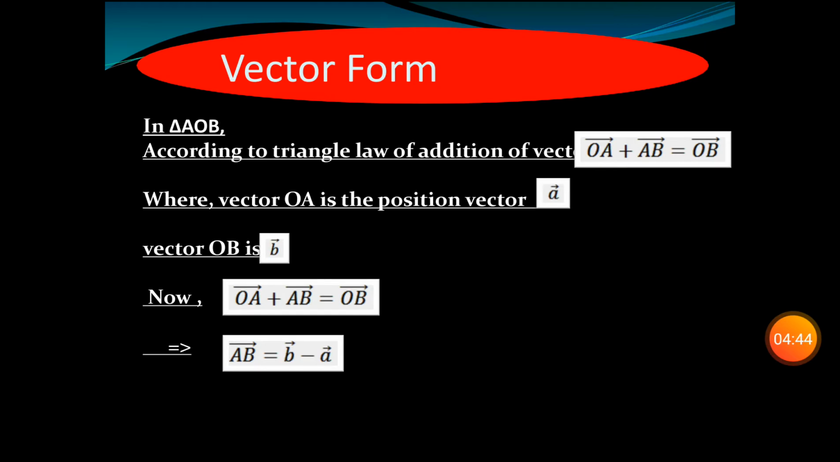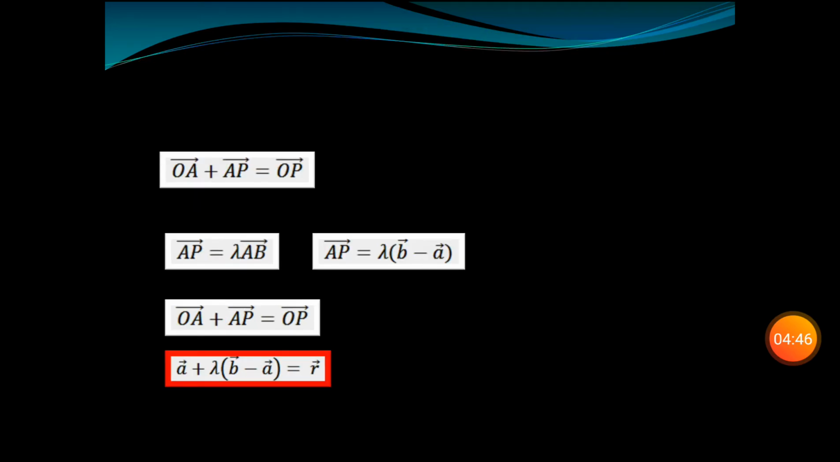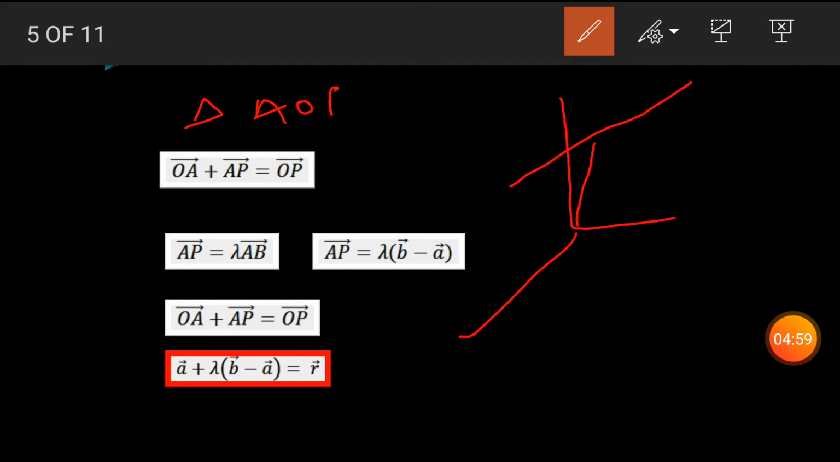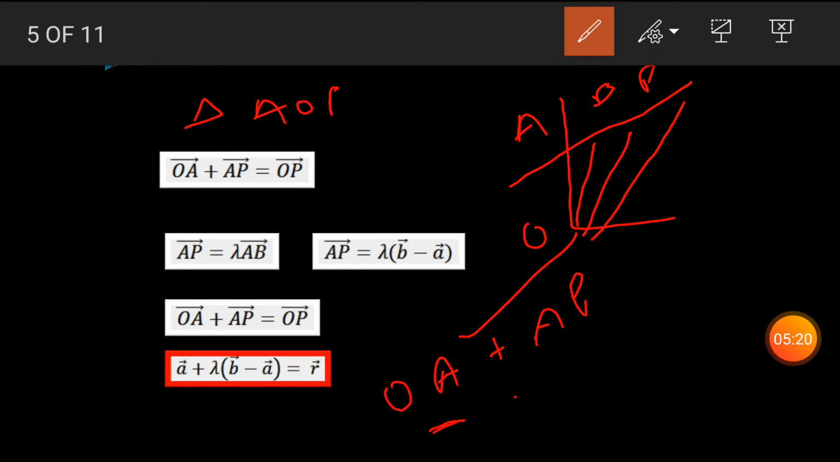Now we consider the second triangle, the triangle AOP. For your help, I am going to draw it here. This was our line, drawn in this way. This was your point A, this was your point B, and this was your point P, and this is point O. If you consider AOP, this will be OA plus AP equals OP.